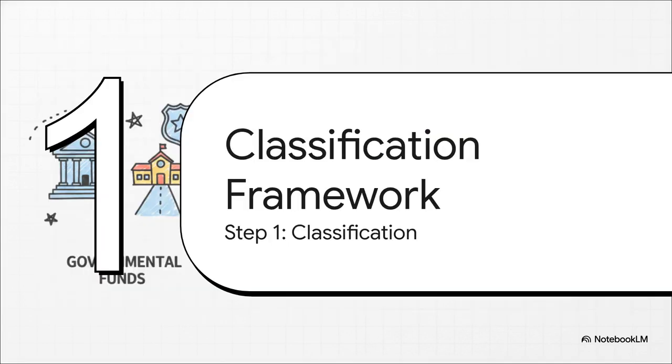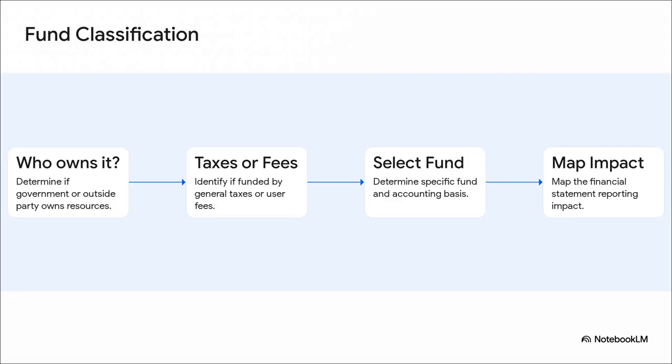Section 1. The Fund Classification Framework. Classification is always the first step, and it determines all of your accounting treatment. It's literally the ultimate domino in state and local government accounting. If you get step 1 and step 2 correct, meaning you figure out whether a resource belongs to the government or someone else, and whether it's funded by taxes or fees, the rest follows automatically.